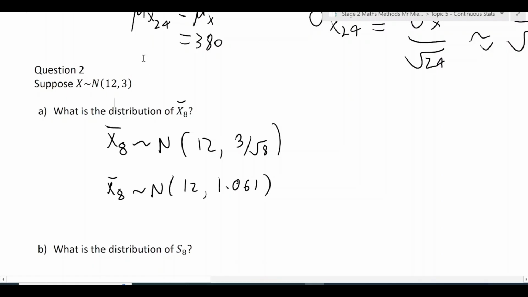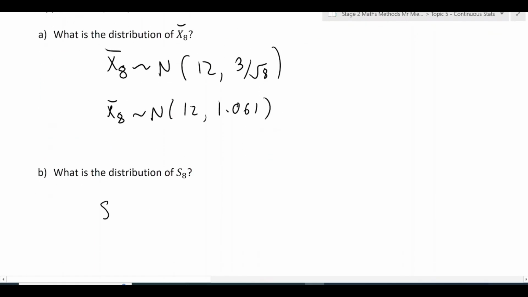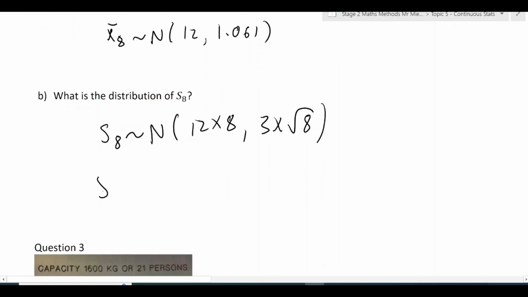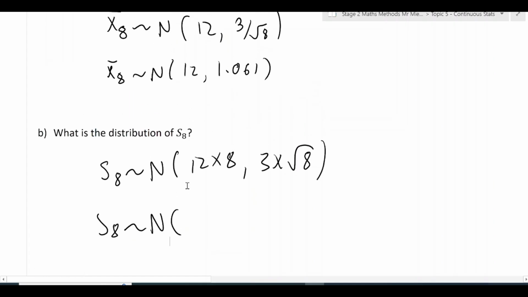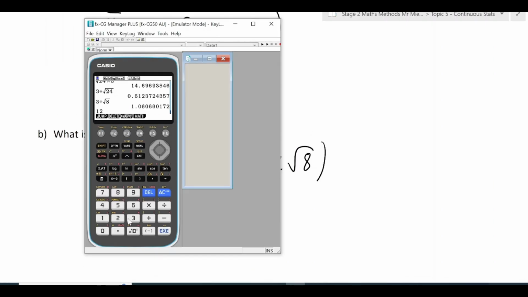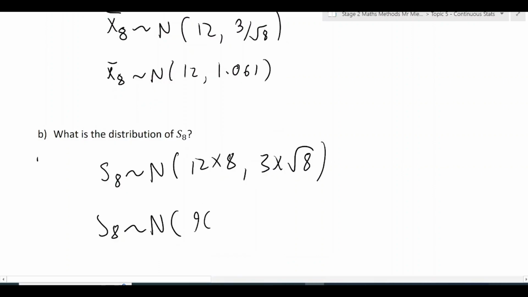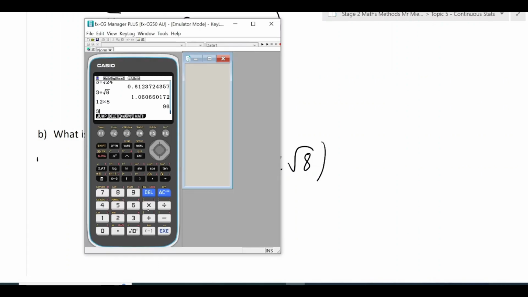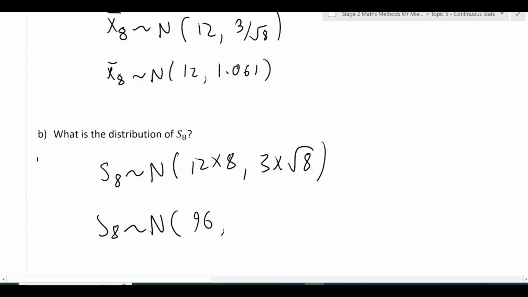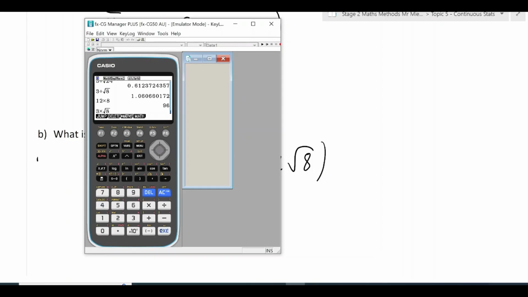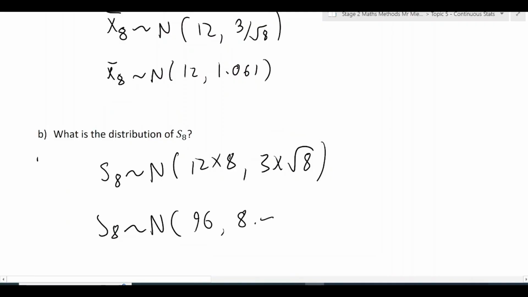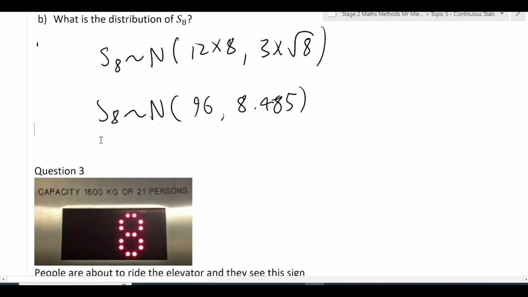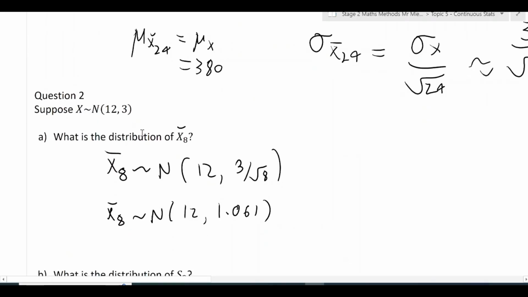Again, you can see it's a lot smaller than the original standard deviation of 3. And the distribution of S8, so S8 is distributed normally. So you're going to get 12 times 8 and then 3 times root 8. So 12 times 8, we'll see what that is. That is 96. And then 3 times root 8 is going to be 8.485. So that's our new distribution there. You can see it's more spread out than the original, but it's not like 8 times more spread out.